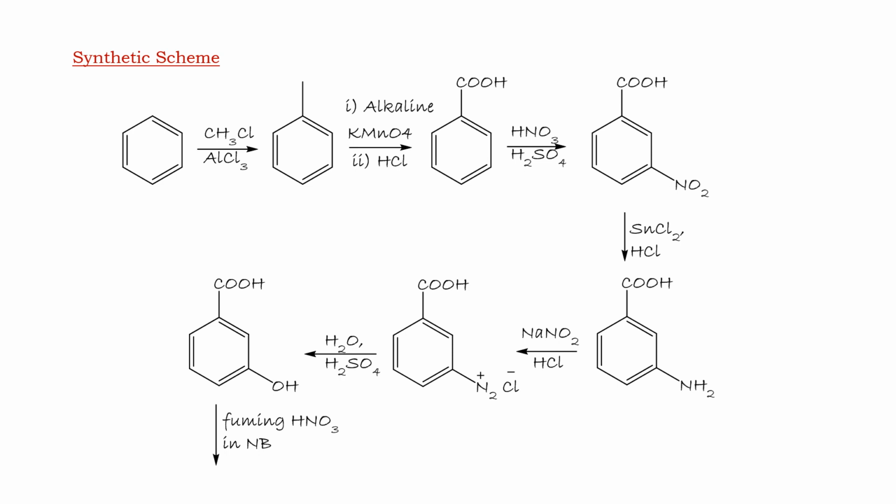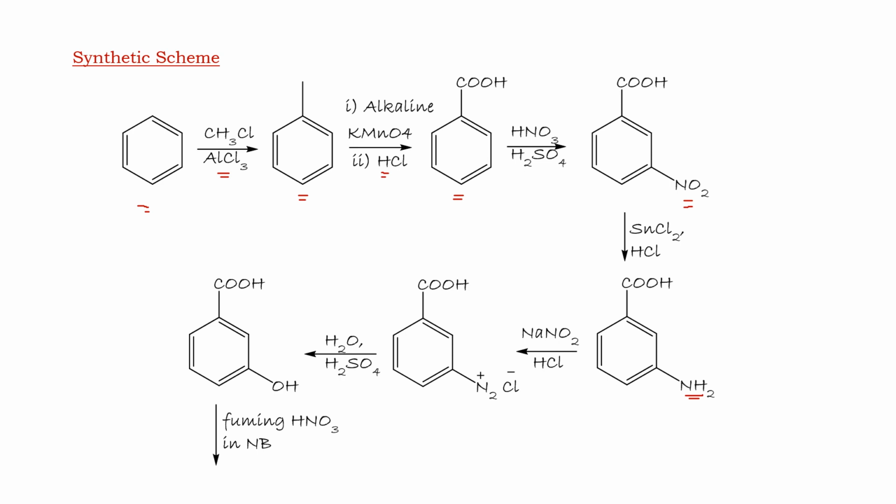Synthetic scheme: we start with benzene, Friedel-Crafts alkylation with methyl chloride in presence of aluminum chloride, we get toluene. We oxidize toluene in alkaline potassium permanganate, then neutralize or acidify with HCl to get the benzoic acid. Nitration of benzoic acid, nitric sulfuric mixture, fuming of course, we get the nitro, 3-nitrobenzoic acid. We reduce the nitrobenzoic acid with tin HCl to get amine.